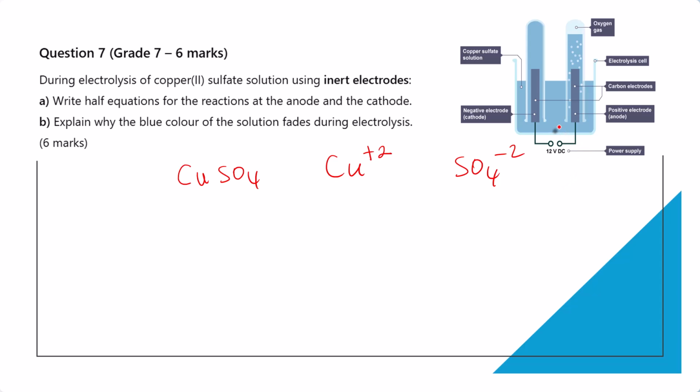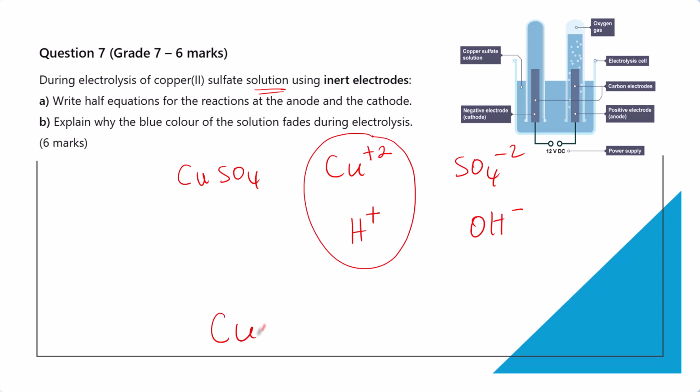So in this electrolyte here, because it is a solution, there is also water as well. And water will break into H plus and OH minus. Now, between these two positives, which one will go to the cathode and which one will stay? Copper is less reactive than hydrogen. So copper will go, hydrogen will stay. So this copper is going to go.